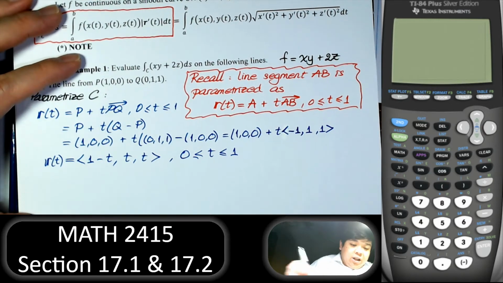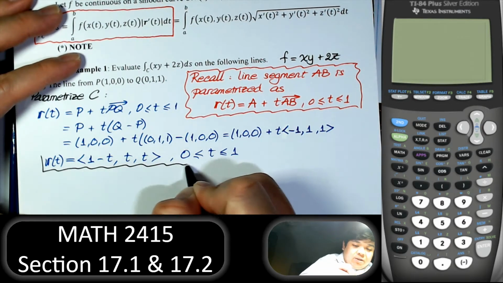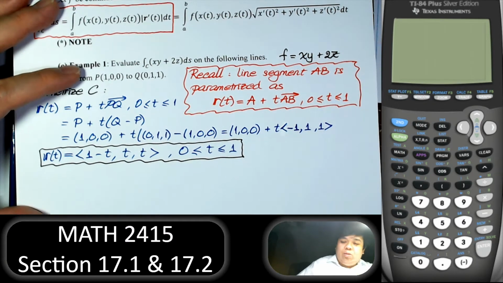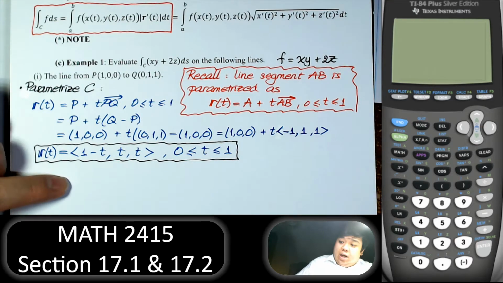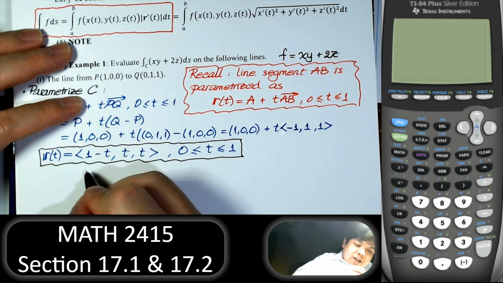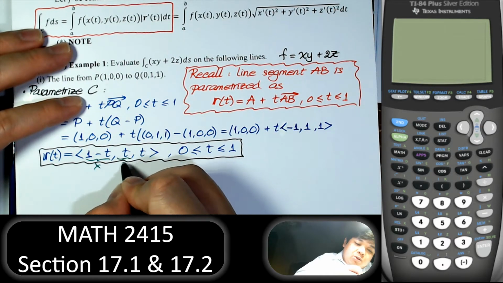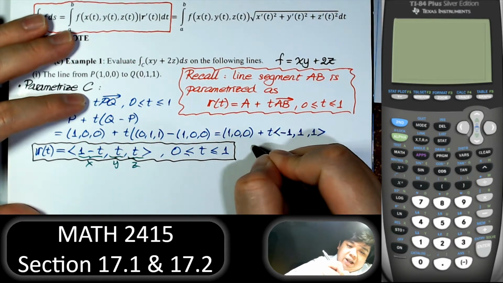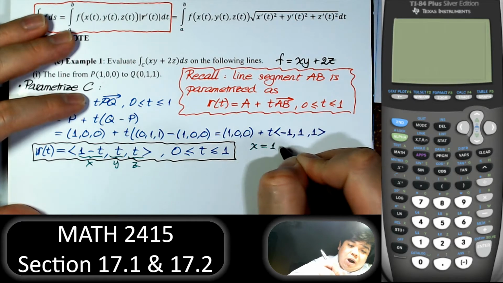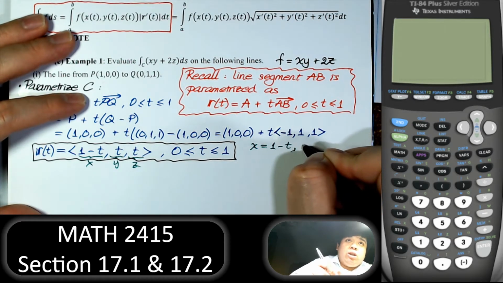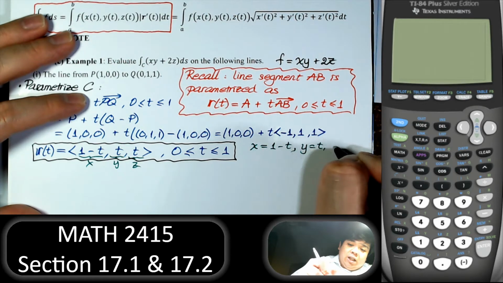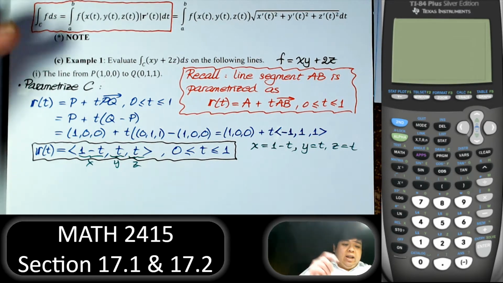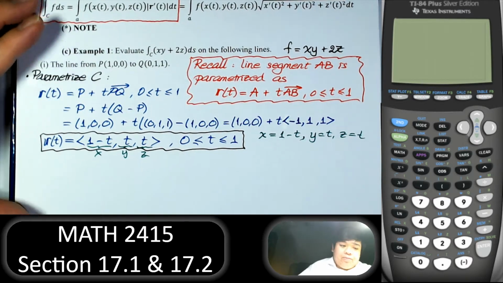So the first thing we need is to parameterize the curve. Write the curve as a vector-valued function or parametric form, either way. From here we can say this is x, this is y, and this is z. If we want to, we can write x equal to 1 minus t. When we get used to it, we don't need to. y equal to t and z equal to t. So first, we parameterize the curve in parametric form.